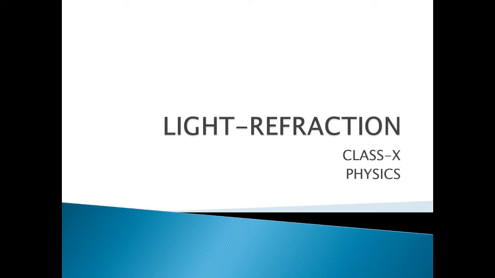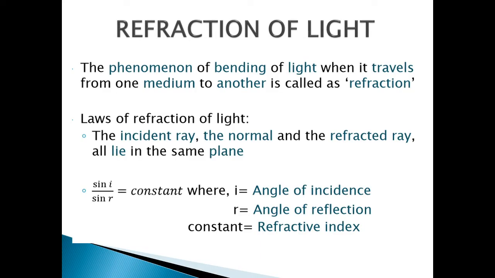Hi children, we are going to see the next part of the lesson about refraction. I explained in the first part that refraction is nothing but when a light ray passes from one medium to another, its speed changes. So when the speed changes, it bends. So the bending of a light ray when it travels from one medium to another is called refraction.